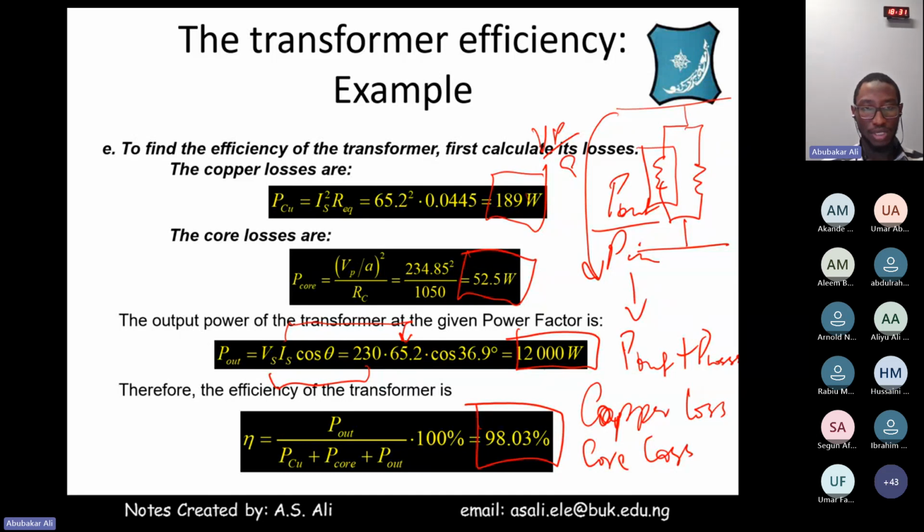Okay, so this tells us how efficient our transformer is. Quite efficient, right? The losses are nothing compared to the output. Is that clear? Questions?